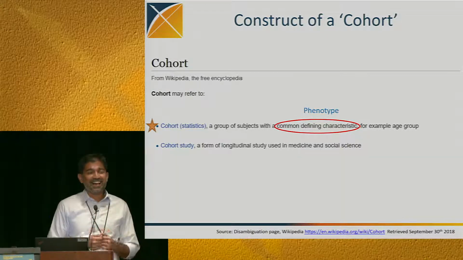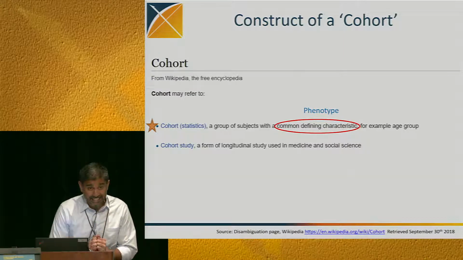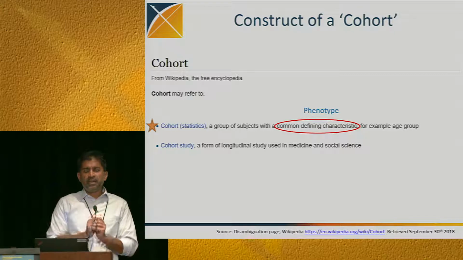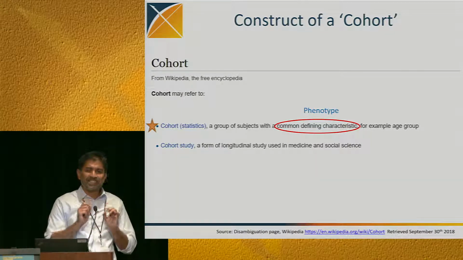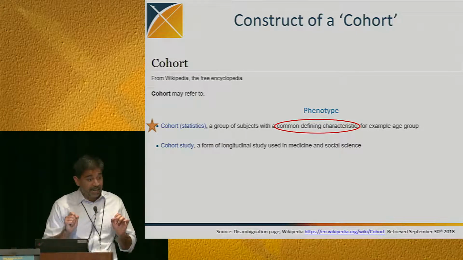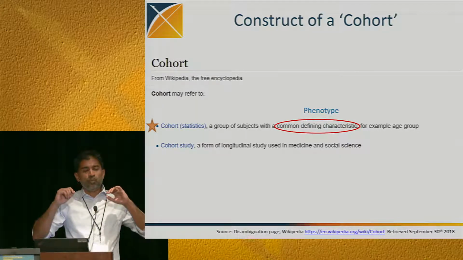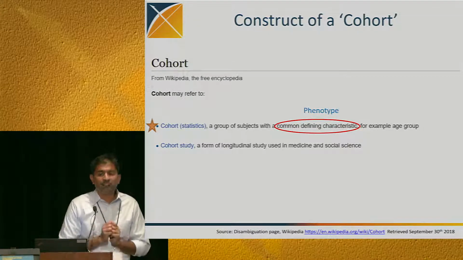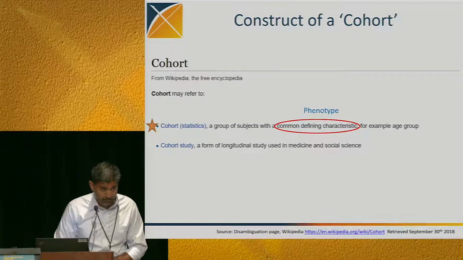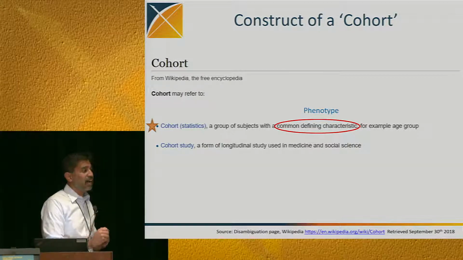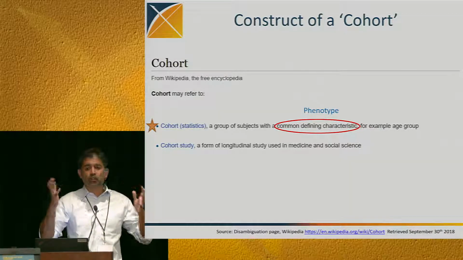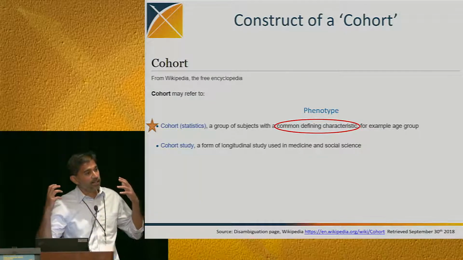As an epidemiologist, I understood cohort study. I understood retrospective cohort studies, prospective cohort studies, but what we mean in OHDSI, the construct of cohort, is not a cohort study. The closest definition on Wikipedia was a group of subjects with a common defining characteristic. The key words are common defining characteristic. And informaticians would call that a phenotype, and epidemiologists may call it a cohort.